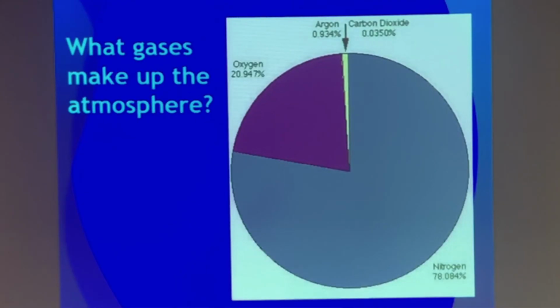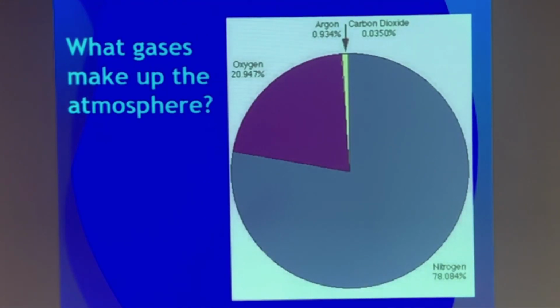What gases make up the atmosphere? The biggest one is nitrogen. 78% of the atmosphere is nitrogen. Do you believe that? 21% is oxygen, and 1% is others, like argon and carbon dioxide.